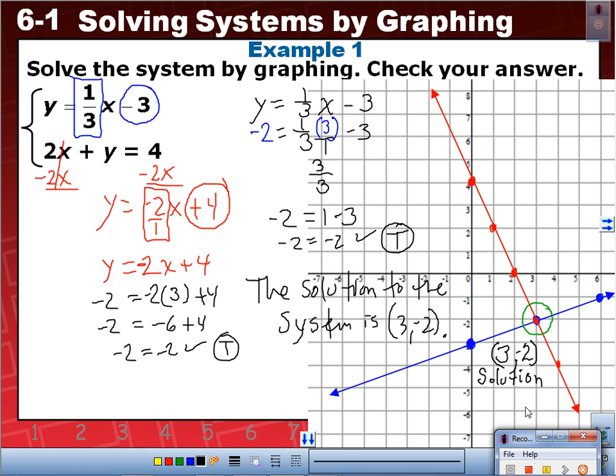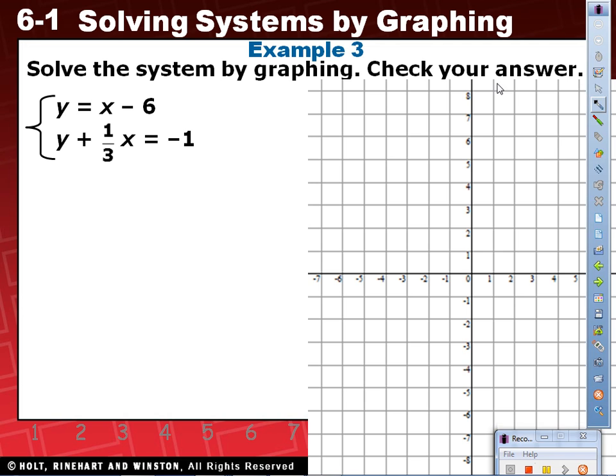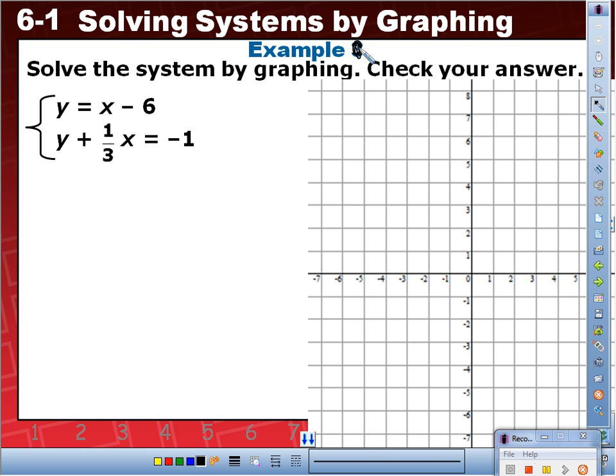Here we go. Copy this down. Example number 2. Label this one example 2. You don't have to copy the instructions since you already have them. Just copy the system. The system that they give us is y equals x minus 6, and the other one is y plus 1/3 x equals negative 1.